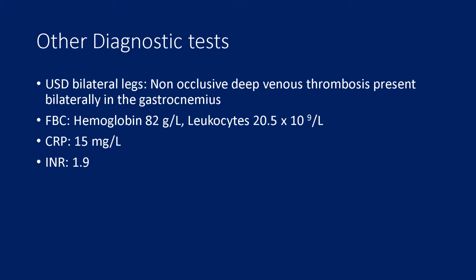Upon assessment, I have checked his other diagnostic tests performed at the other hospital. He had a few, but these are the ones that were standing out so far. He had an ultrasound of his bilateral legs, which shows non-occlusive deep venous thrombosis present bilaterally in the gastrocnemius. His full blood count shows hemoglobin of 82. His leukocytes were 20.5, his CRP was 15 and his INR was 1.9.